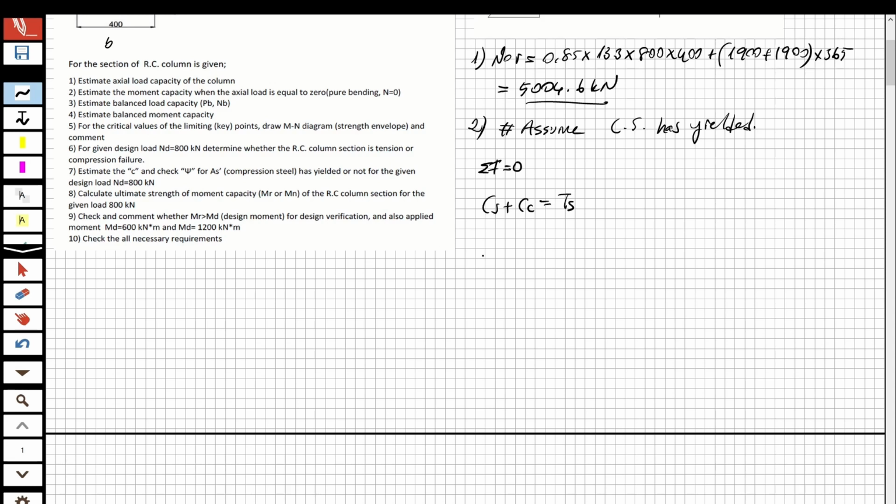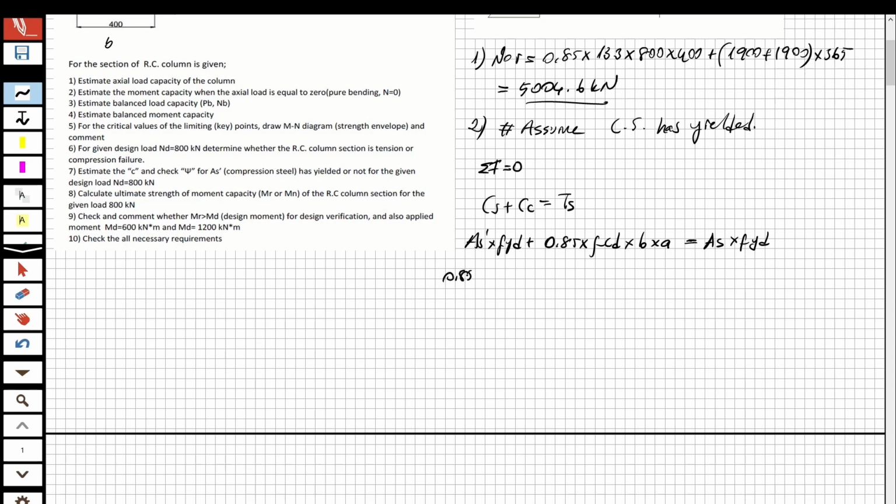Okay, so what is the compression steel? For compression steel, it's going to be As prime multiplied by fyd, plus, for the compression concrete, it's going to be 0.85 multiplied by the design strength of the concrete, fcd, and multiplied by b and multiplied by a. And this will be equal to the tension steel. What is tension steel? The steel area of tension multiplied by the design strength of the steel. So let's write the things in their own place.